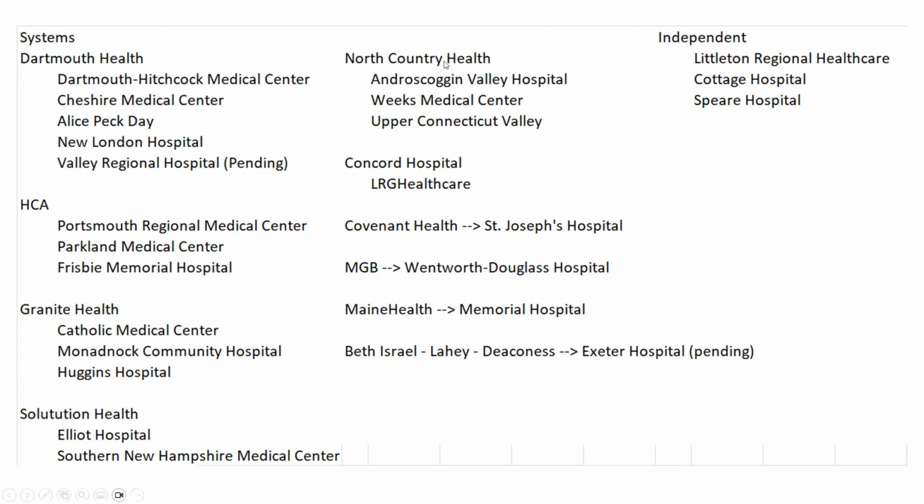And what's unique about North Country Health is all three of these hospitals are critical access hospitals. As far as I know, there is no other system that is only constituted of critical access hospitals in the United States. So this is kind of a unique animal. So the only ones that are independent as of last time I looked at this were these three: Littleton, Cottage, and Spear. And I imagine that's just a matter of time before they also join up.